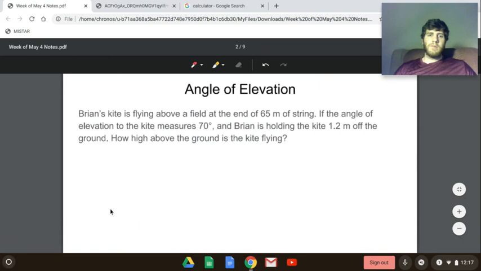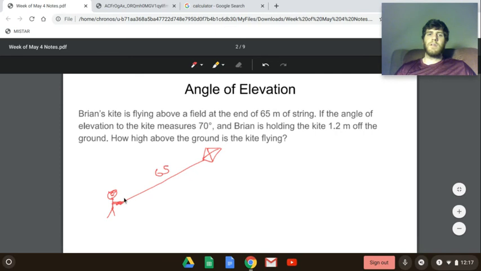All right, so here is an example problem using an angle of elevation. Brian is flying a kite. So we have Brian here. Okay, and he's got a kite. So he's flying a kite. The string on that kite is 65 meters long. So the string length here is 65 meters.